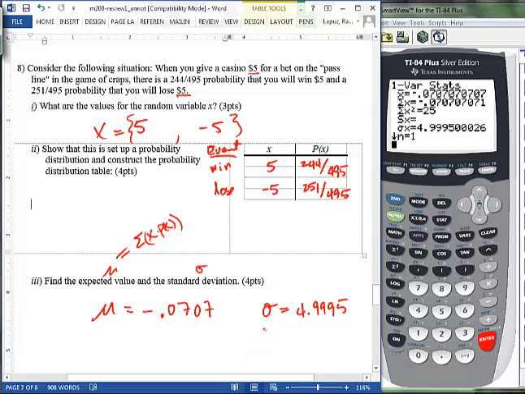We are dealing with money here, so it would be good to round off to the nearest cent, or maybe even a tenth of a cent. So here we're looking at 7 cents, a loss of 7 cents. And our standard deviation is in dollars now, so it's actually $5. Okay, this is problem number 8.